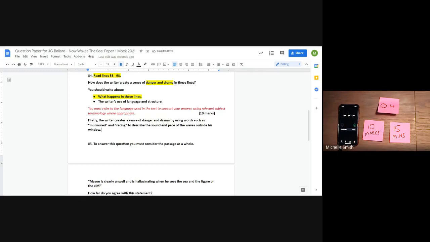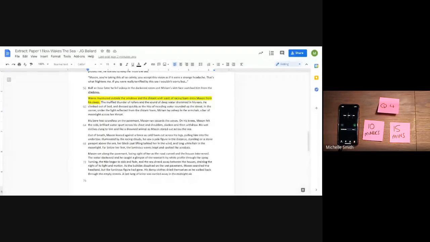It's almost like the waves are alive, they're murmuring, and also they're racing, okay? Racing's quite dramatic, isn't it? Yeah, something's going very fast. So firstly, the writer creates a sense of danger and drama by using words such as murmured and racing to describe the sound and pace of the waves outside his window. I would then move on to my second point, which I would start with secondly.